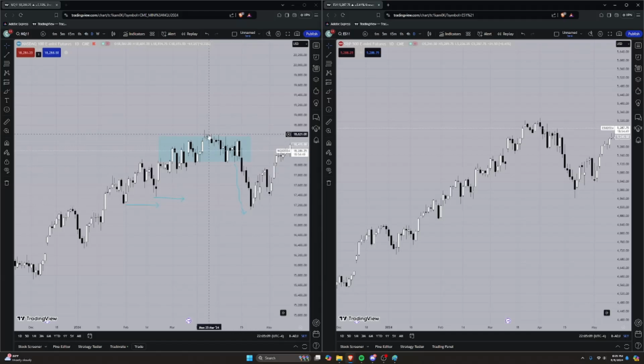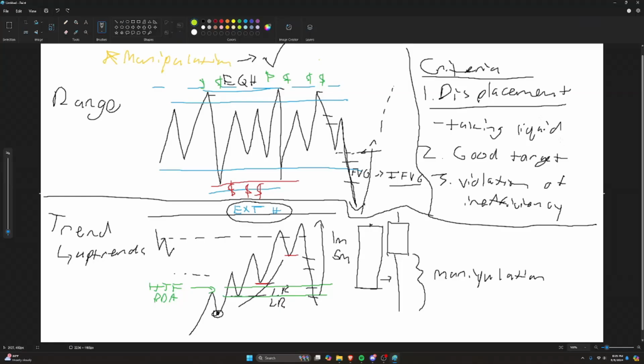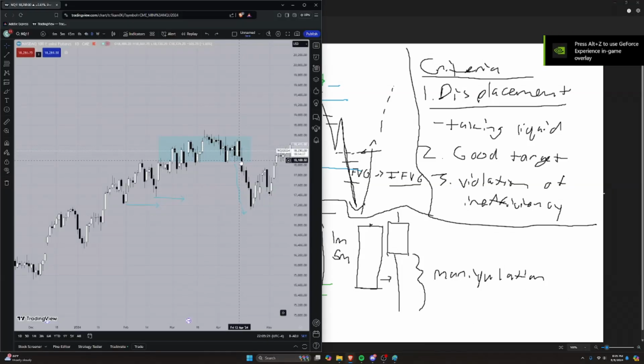So what are the criteria boxes we're checking? We got our first criteria, okay? Let's go back to our criteria. So our criteria for manipulation, one, we've got displacement. That box is checked instantly. We have displacement down here through this low, and we have a fair value gap here, and one here, okay? So plenty of displacement. We took liquidity as a sub-criteria. We left good targets, which are equal highs here.